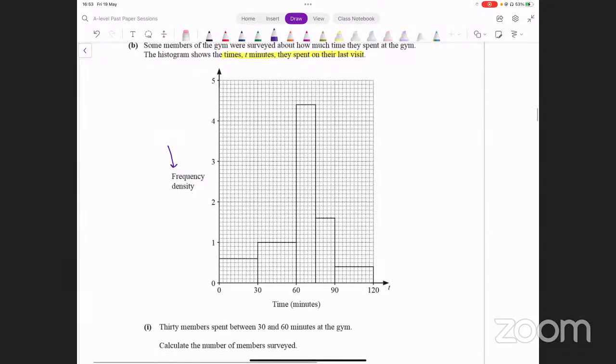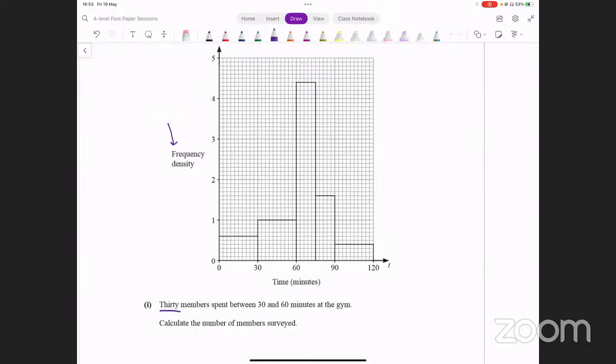अब उसने कहा है 30 लोग ऐसे हैं. 30 का मतलब है, this is the frequency for what? For the bar between 30 and 60. 30 से 60 तक आपके टोटल कितने लोग हैं? 30 लोग हैं. अब इसको यूज करके उसने कहा है, calculate the number of members that were surveyed.